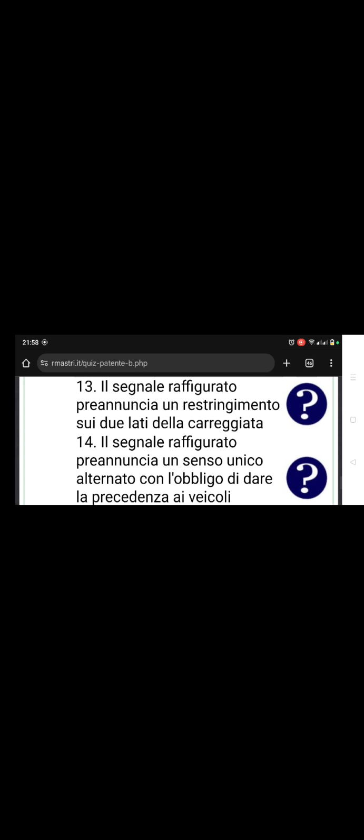Number 13. Il segnale raffigurato, this sign figure, pronuncia un restringimento su due lati della carreggiata. So this sign figure is announcing a shrinkage on both sides of the carriageway, and it's true. It's true, both sides.